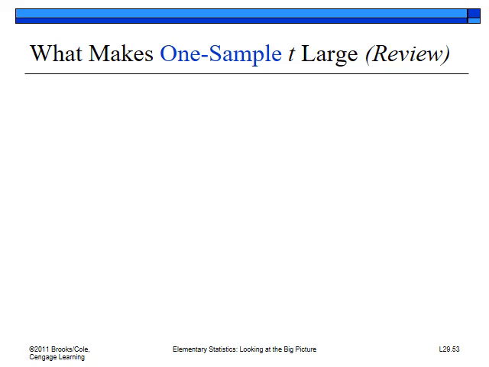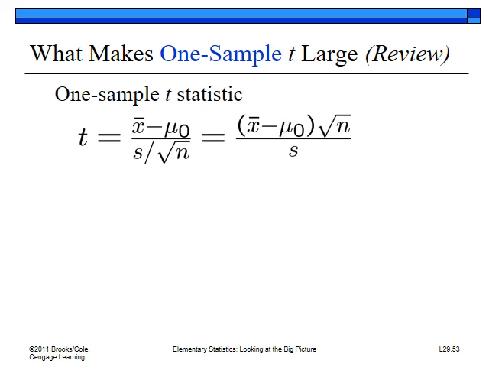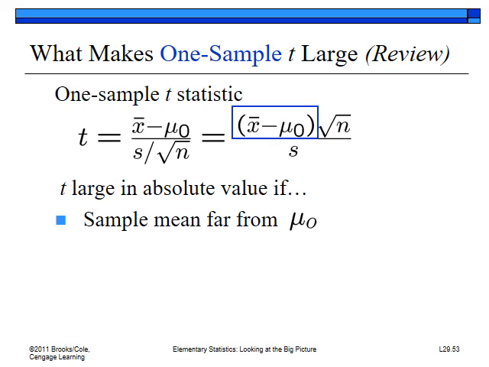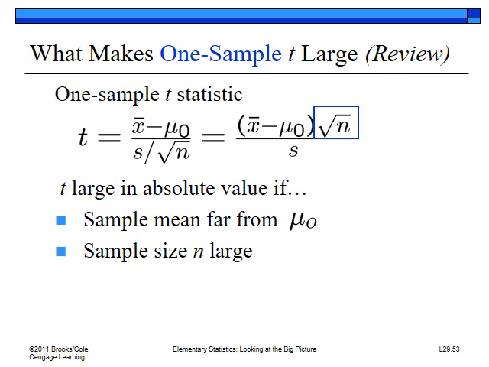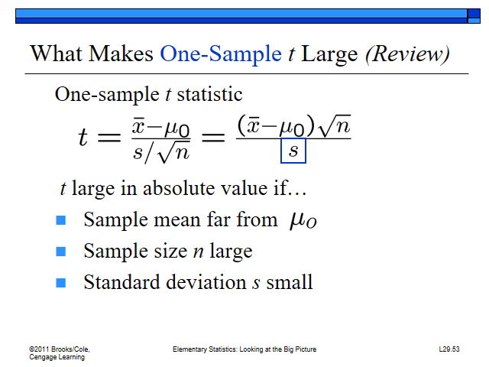So remember, when we're looking at the one sample t, what could make t big? When we simplify that fraction, we see that t is big if the difference in the sample mean and the population mean that's hypothesized are far apart, if the sample size is big, or if the standard deviation is small, the standard deviation in the sample.